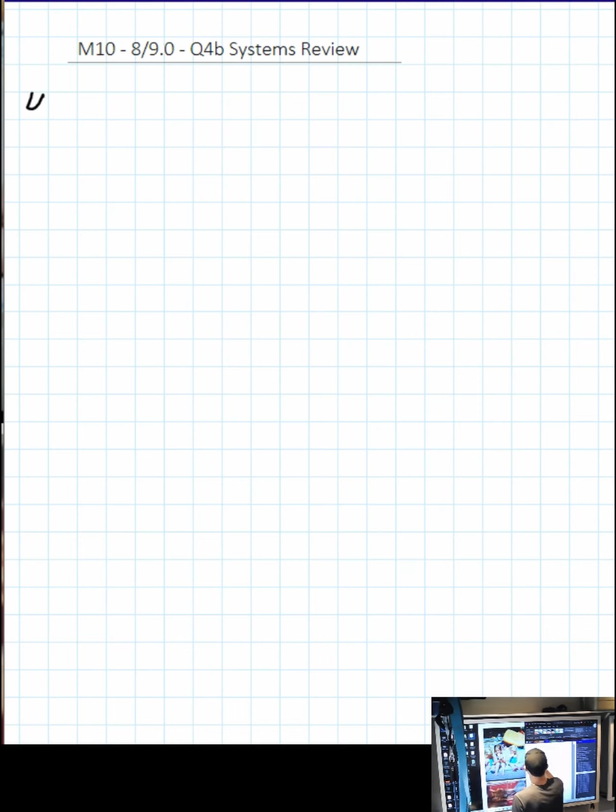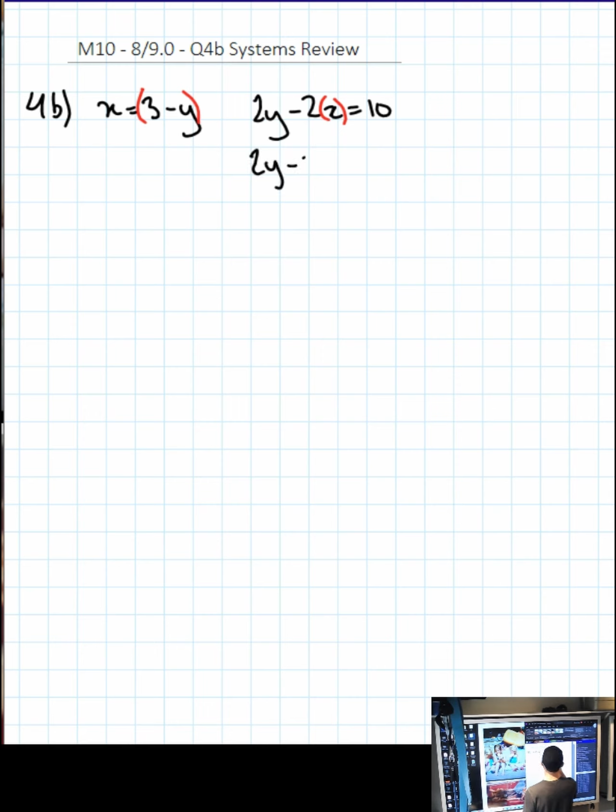Okay, we have 4b. So we have the equation x equals 3 minus y, and we have the equation 2y minus 2x equals 10. Okay, so we know what x is equal to. Let's put brackets around what x is equal to, and let's put brackets around x in the other equation. Now let's carefully take what x is equal to and substitute it into the other equation. We have 2y minus 2 times 3 minus y from the other equation equals 10.